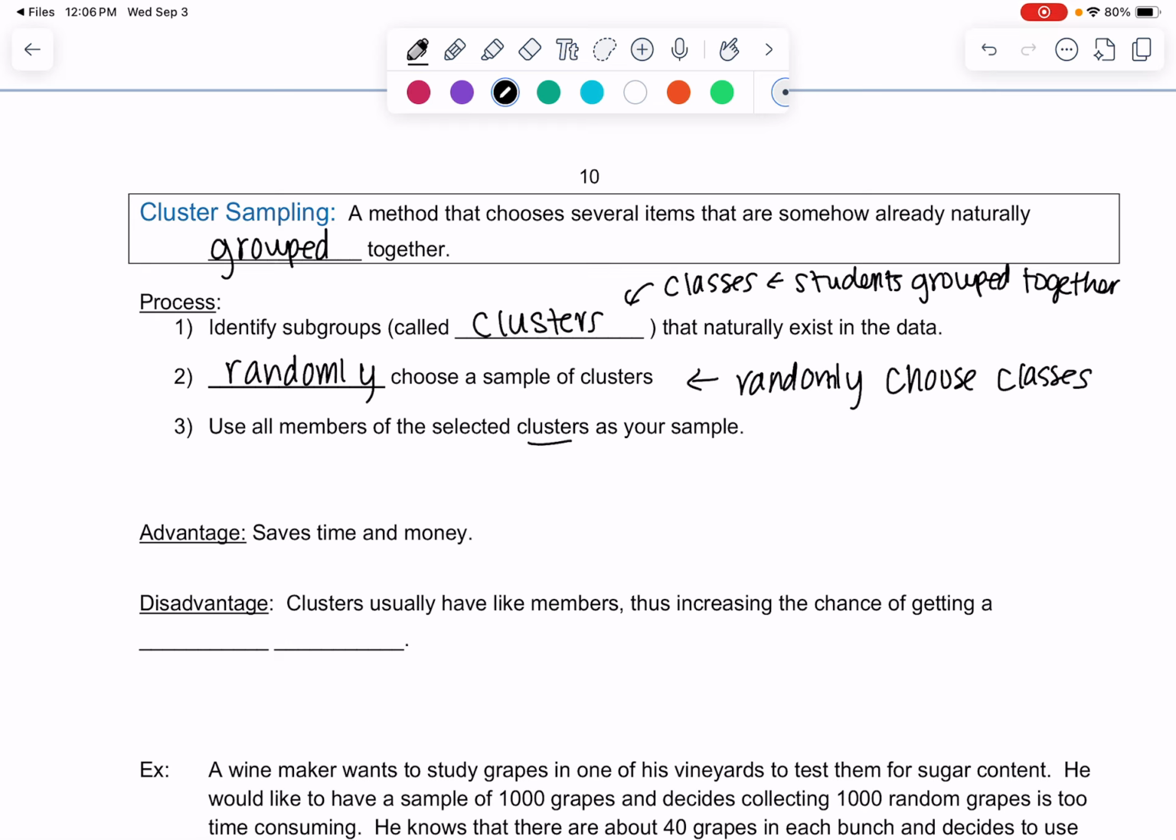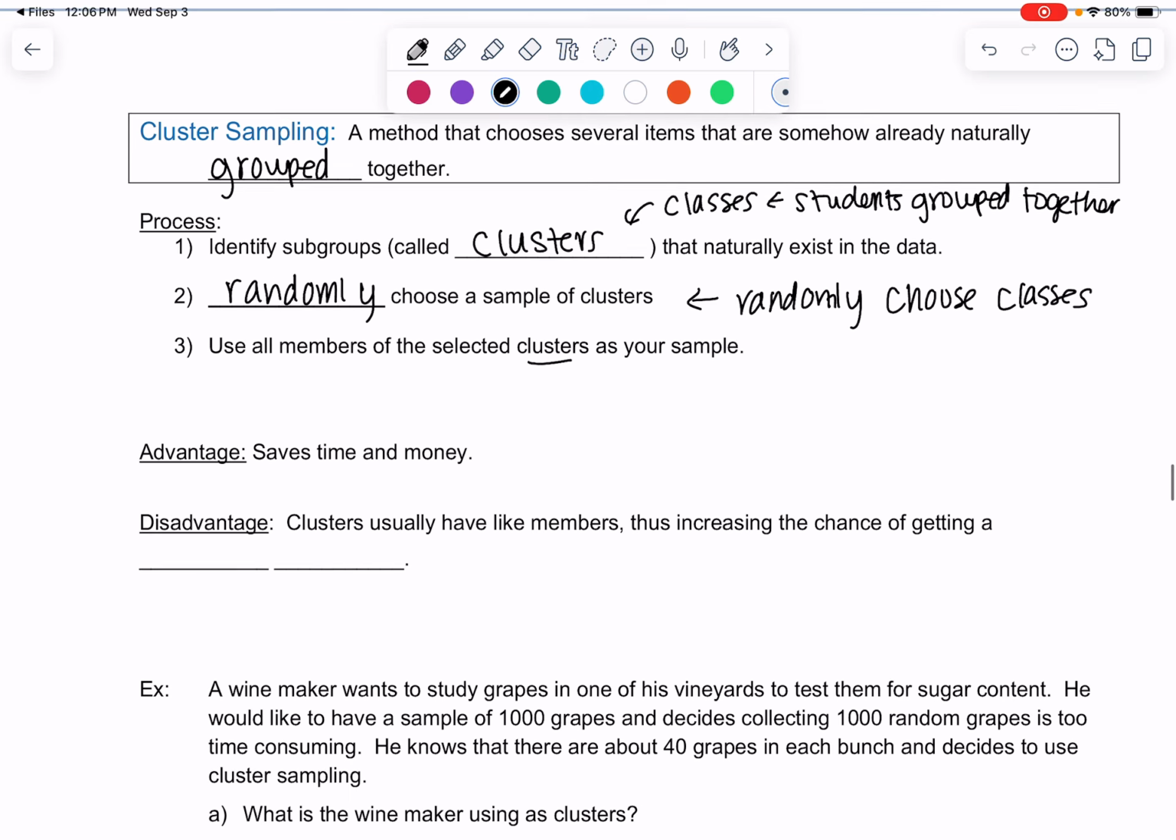The only downside is clusters can have similar members, and thus increase the chance of a biased sample. But hopefully if we randomly choose enough classes, that should take care of that issue. So a single class would likely be more biased than if we had 10 or 20 classes.